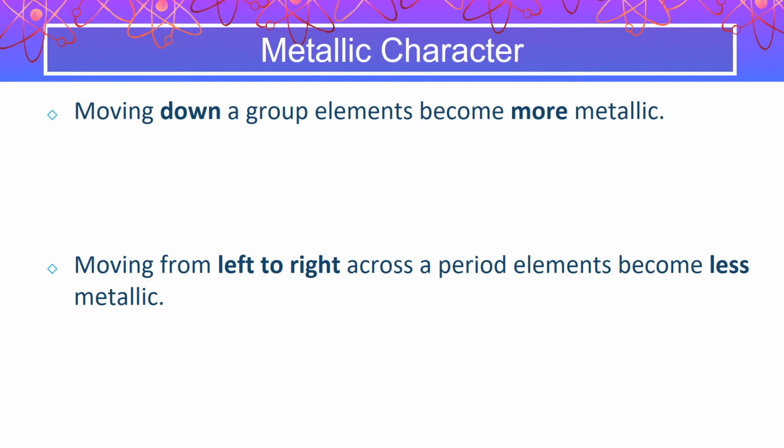They become less metallic because on the left, you're starting with your alkali metals. And as you go all the way to the right, you're getting into where the non-metals and your noble gases and all that sort of thing are. So going left to right, you actually become less metallic.